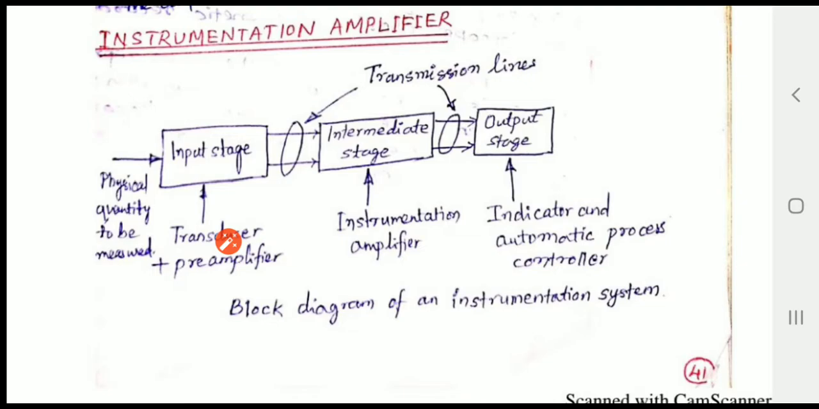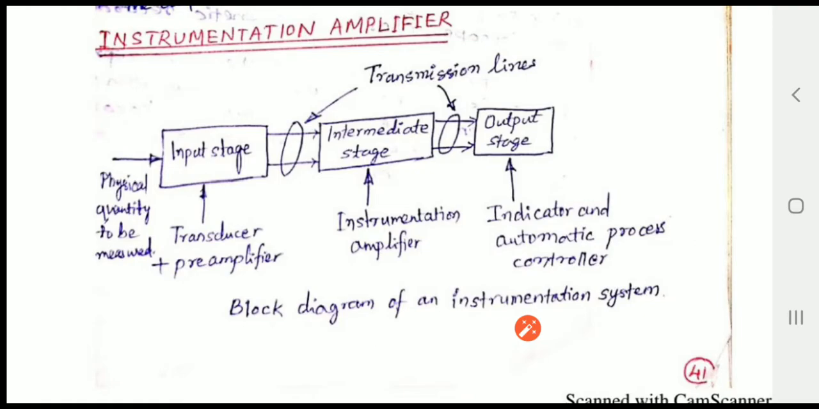Then the output of this input stage, the transducer, is given to the intermediate stage. The intermediate stage is made up of operational amplifiers, called an instrumentation amplifier. It is used to measure the output provided by the input stage. Then it is given to the output stage. The output stage acts as an indicator, to indicate the output. Here in the output stage we can use a CRO or any LED lights to display the information. So this is the block diagram of an instrumentation system.